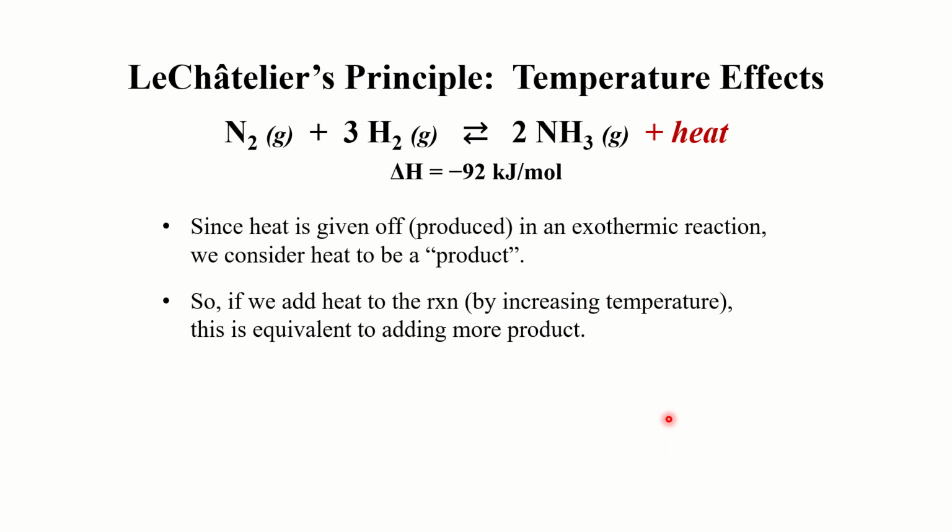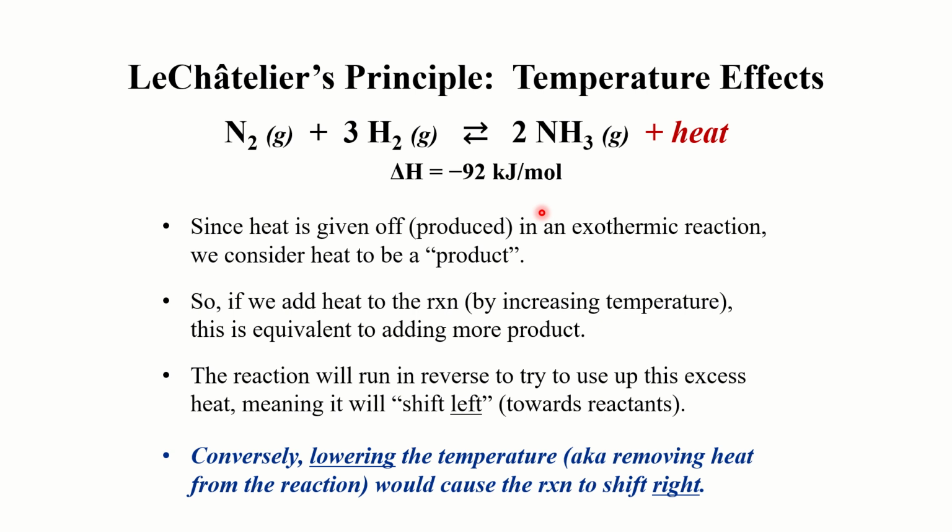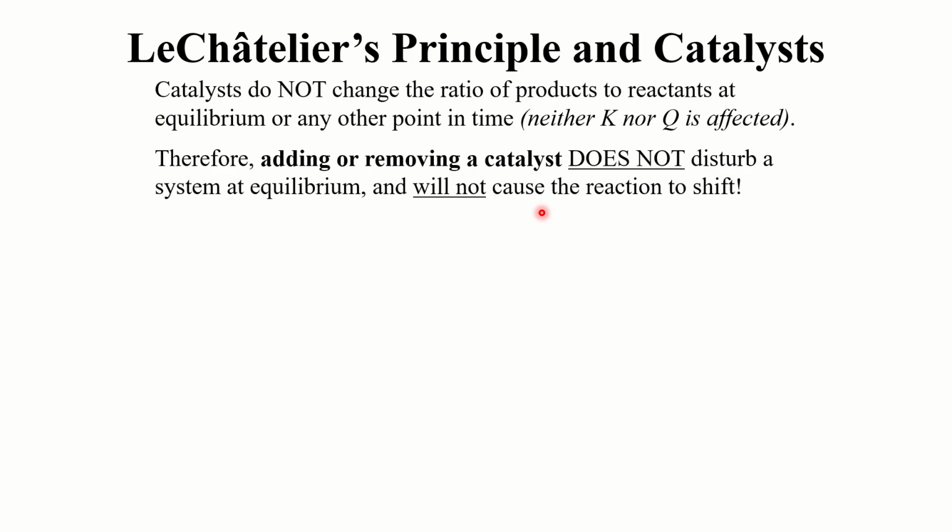Okay, so here, this is an exothermic reaction. We have a negative delta H. It's an exothermic reaction, so since heat is given off or produced, we can consider heat to be a product. So if we add heat to the reaction, that is equivalent to adding more product. The reaction would run in reverse and shift left. Conversely, lowering the temperature would cause the reaction to shift right.